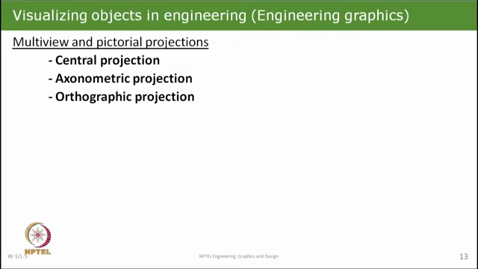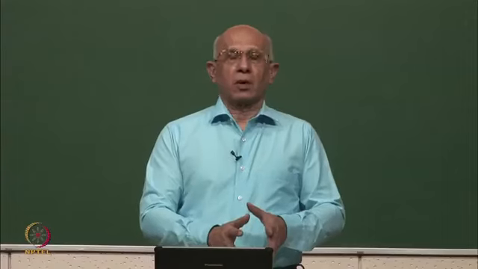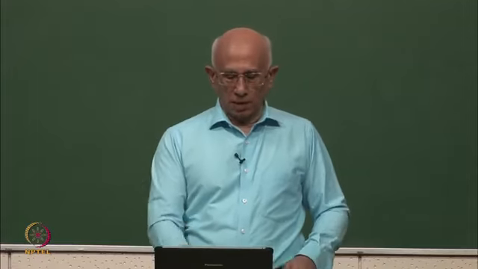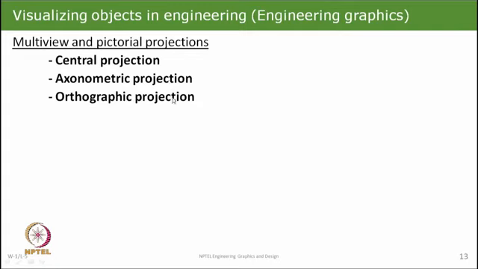We now come to another aspect of showing an object, and this is what is called a projection. Three broad classifications are there. The first one is central projection. The second one is a set of projections called axonometric projections, and the third one is orthographic projections. And it is not that there is only one view that you are giving. We could give multiple views using this or this type of projection.